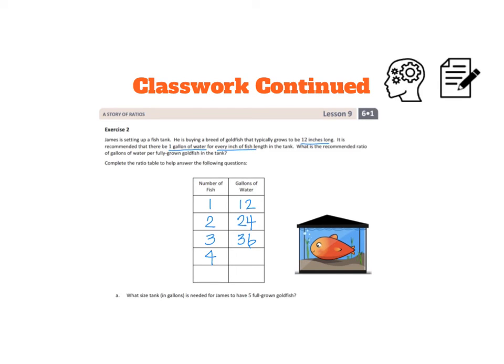And then 4 fish means 12 times 1, 12 times 2, 12 times 3, 12 times 4, 48 gallons of water. 5 fish, so 5 times 12 gives me 60 gallons of water. That's a lot of water. What size tank in gallons is needed for James to have 5 fully grown fish? So James needs a 60 gallon tank for his 5 fish.